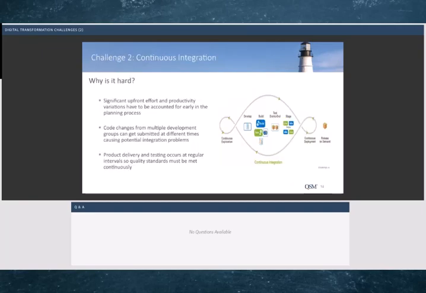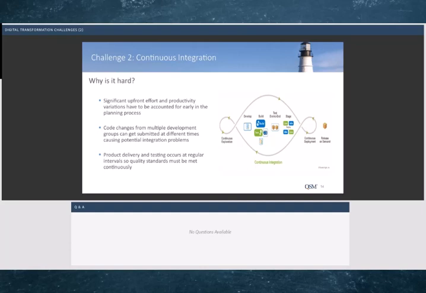Challenge number 2, continuous integration. And we hear this a lot. Why is it hard? Number one, significant upfront effort and productivity variations have to be accounted for. And that's a tough thing to do very early in the planning process. We're going to show some examples of how we can help with that.